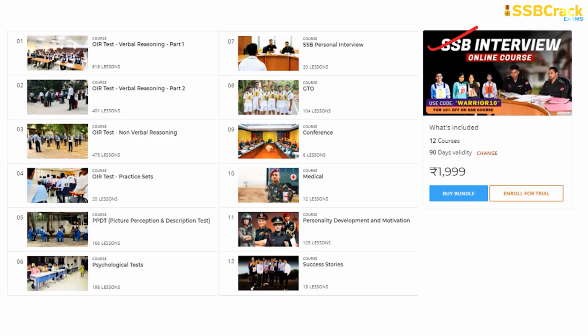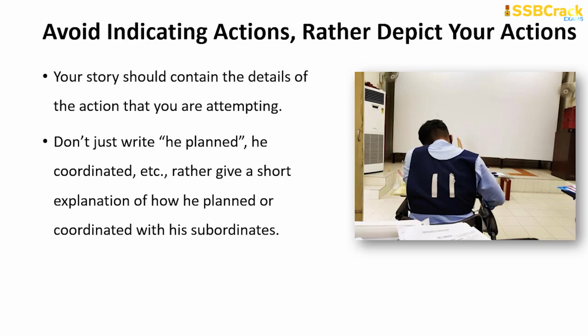Coming back, the number 4 thing that you need to avoid is indicating actions. Rather, depict your actions. Your story should contain the details of the action that you are attempting. Do not just write, he planned, he coordinated, and so on. Rather, give a short explanation of how your hero planned or coordinated with his subordinates.